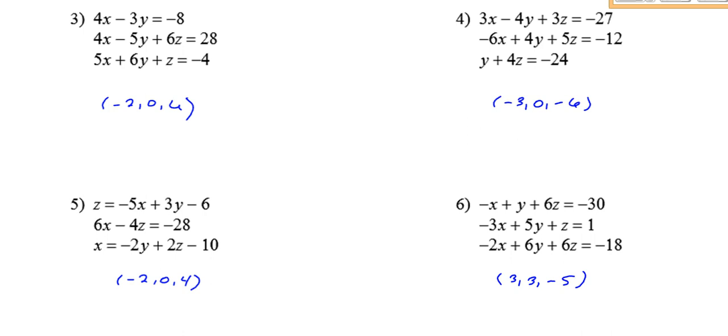Once you get all these correct, let me know and I can work on getting you a test so that you can retake a test if you're missing it. I hope you have enjoyed learning how to use your calculator to find the answer to 3 equations with 3 unknowns.